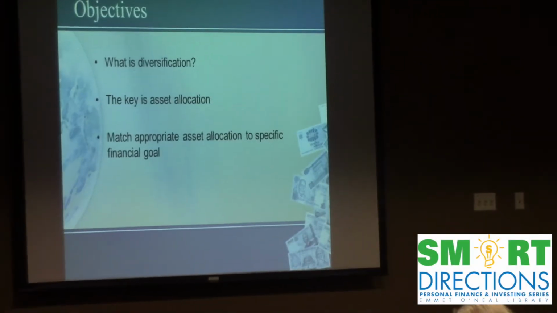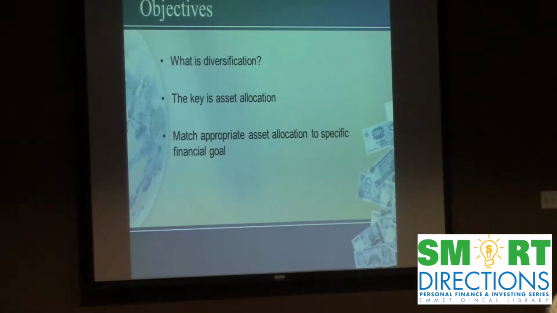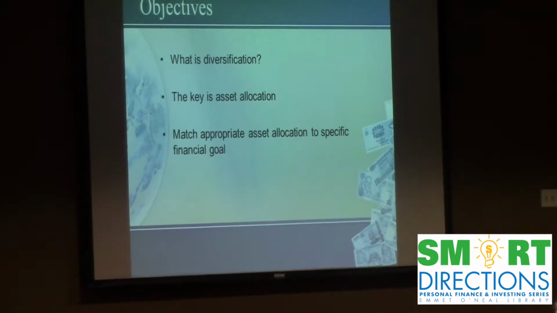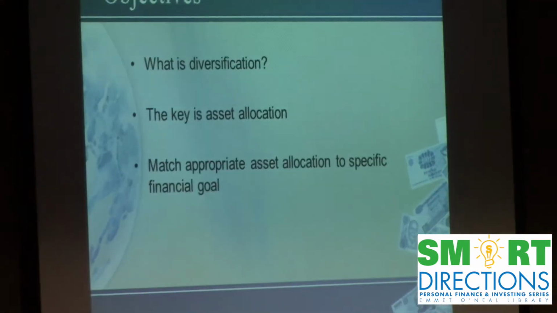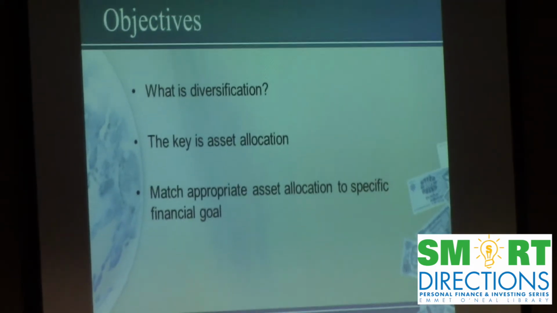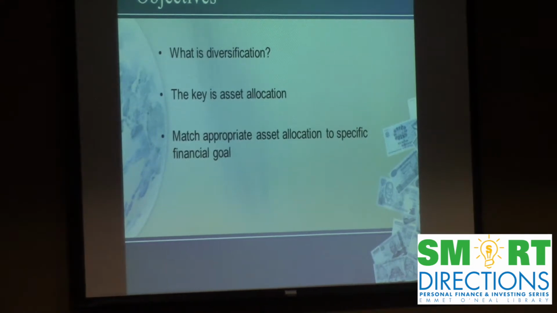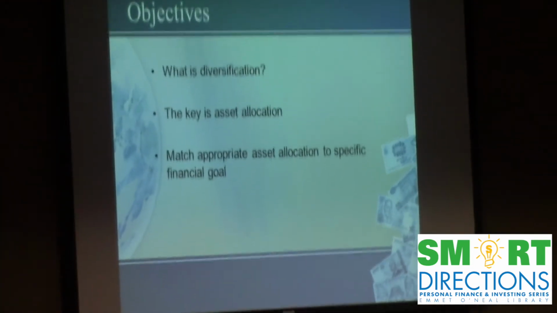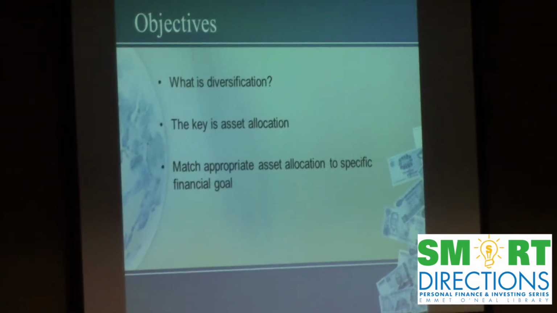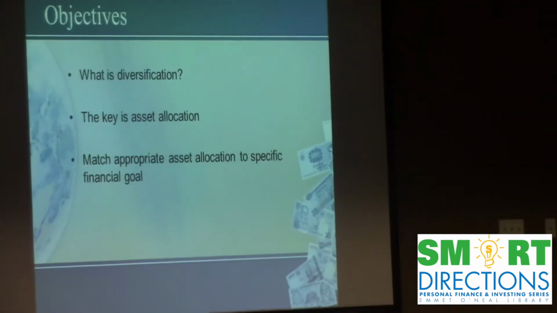What we're going to talk about today is diversification, what that is, and then really what diversification comes down to is asset allocation. So we'll talk about what that is and how important it is, because as we find out, that is by far the most important thing in every investment decision in the big picture. It's not picking an individual investment, but it's the allocation of assets.